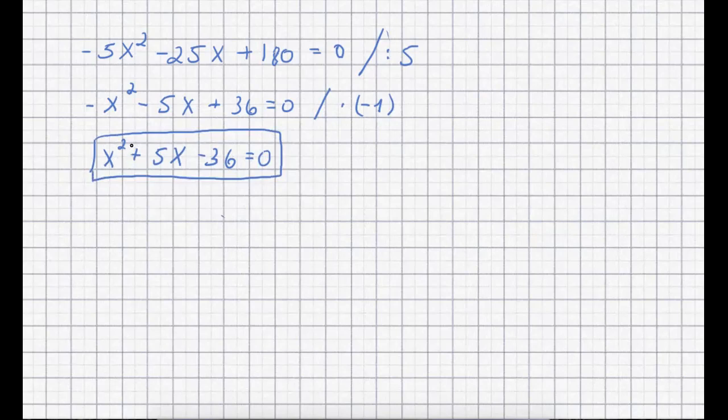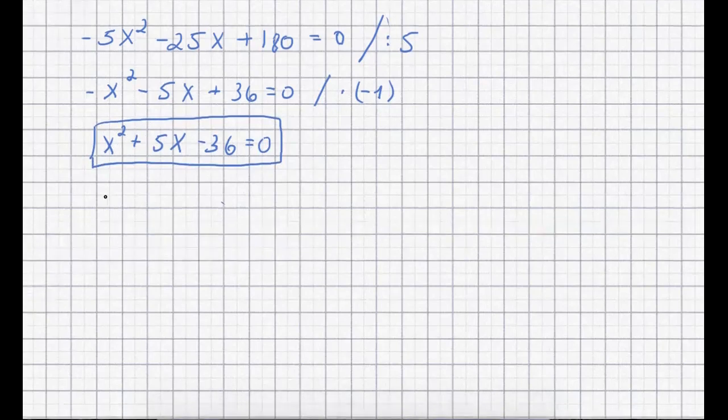If you can't do it, it's fine. If you don't want to do it, it's perfectly fine. Now, you have ABC. A, B, C. What's A? A is 1. B is 5. And C is negative 36. Yes. How can we continue?